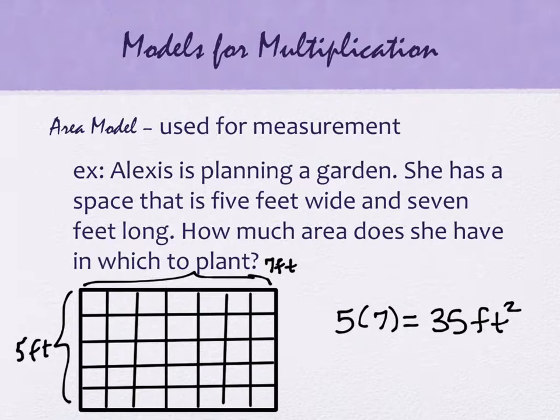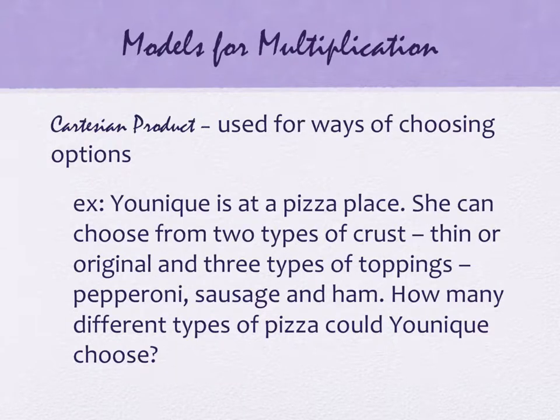Okay, our last model is a new one that they've put in this year, but it actually is a really good one, and it ties in really nicely into proportional and statistical reasoning. So it'll be a wonderful byproduct of being able to talk about it again at that point, and all of you probably have to take that class as well. It's called Cartesian Product, and it's used for ways of choosing options. Here's an example. Unique is at a pizza place. She can choose from 2 types of crust, thin or original, and 3 types of toppings: pepperoni, sausage, and ham.